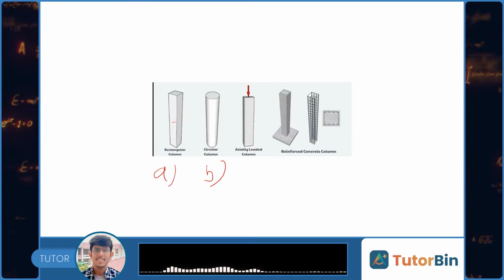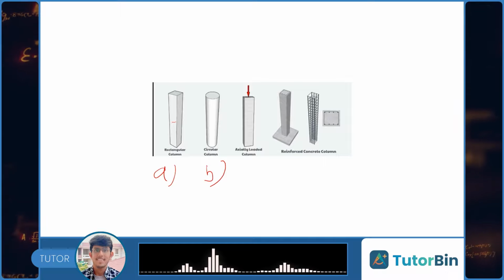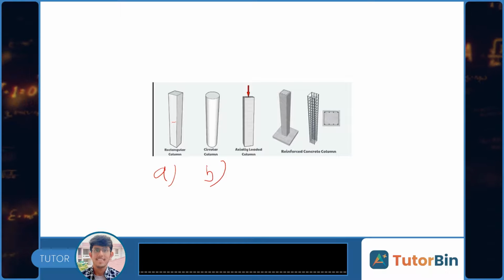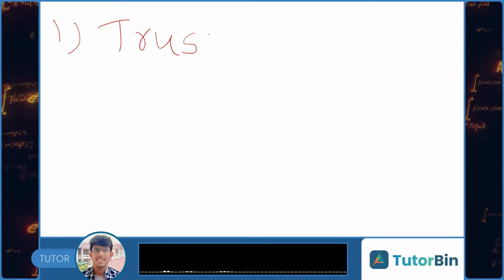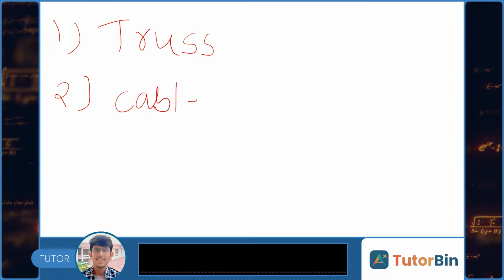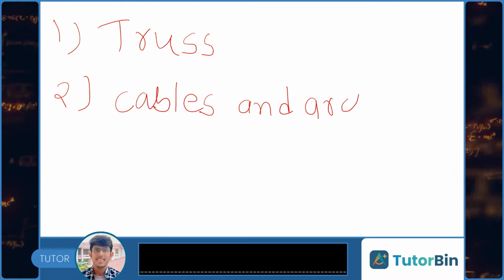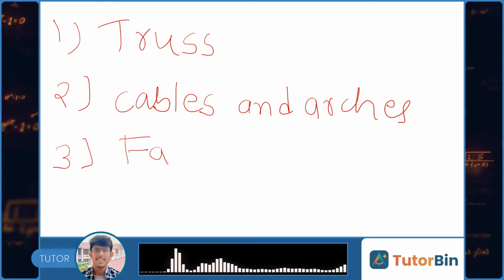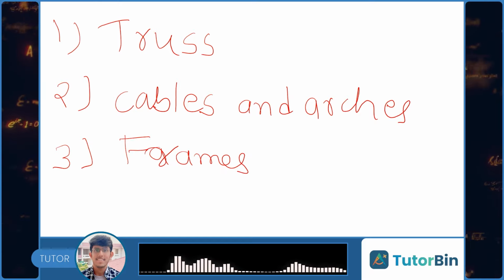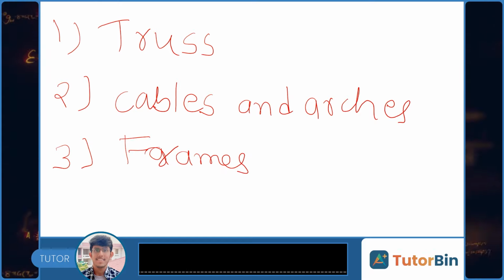Now let's discuss what types of structures are made from the above elements. First one is truss. Second, cables and arches. And third one is frames. Let's discuss one by one in detail.